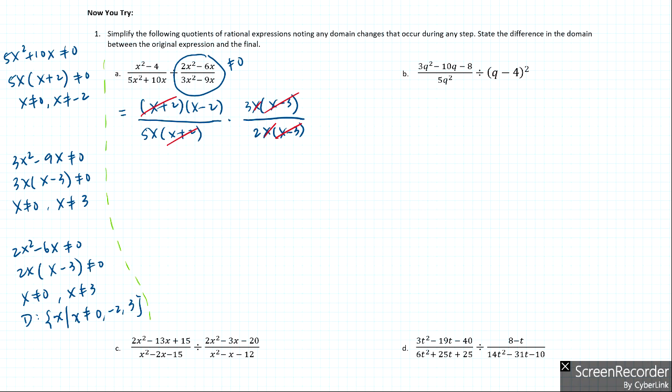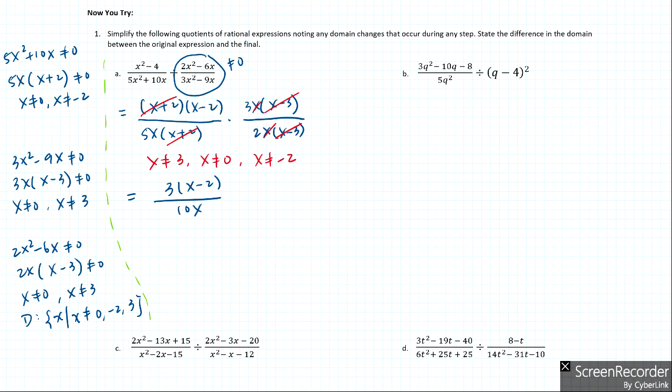And when we cancel x minus 3, we need to make sure x doesn't equal to 3. And when we cancel x, x doesn't equal to 0. When we cancel x plus 2, x doesn't equal to negative 2 over here. So these are the restrictions we got. And then for the final answer, we're left on top with 3 times x minus 2. On the bottom, we're left with 5x times 2, or 10x in this case.